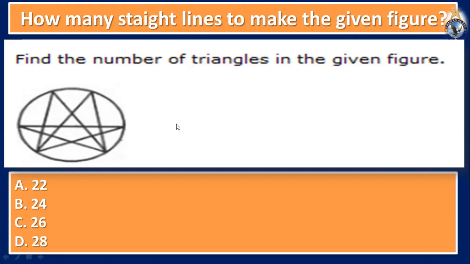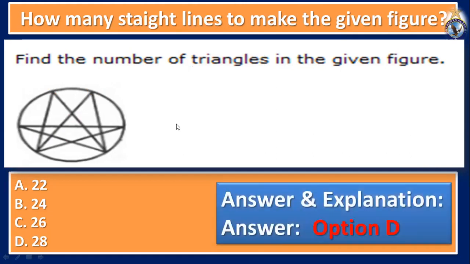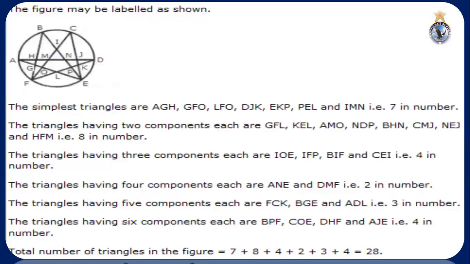Look at this, when a complicated diagram is given, that's how you will count them. So the answer is D, the maximum number. That is 28 triangles. Now the question is how are we counting 28? Look at this, this one is the explanation of this.